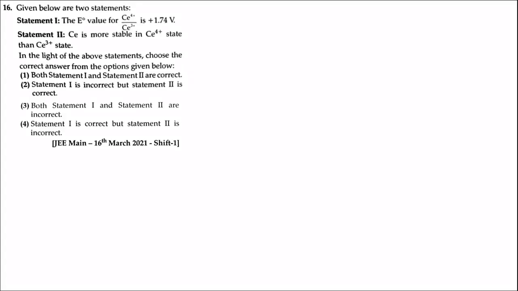Given below are two statements. Statement 1: The E0 value for cerium 4+ ion changing into cerium 3+ ion is 1.74. That is, cerium 4+ ion accepting one electron and changing into cerium 3+ ion. The reduction potential value for this is 1.74 volt. Statement 2: Cerium is more stable in cerium 4+ state than cerium 3+ state.